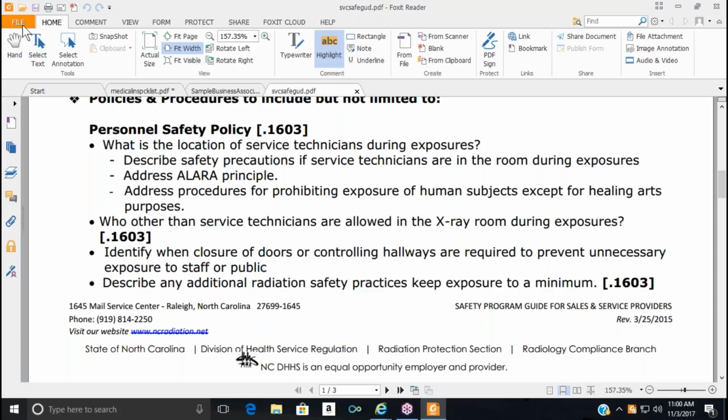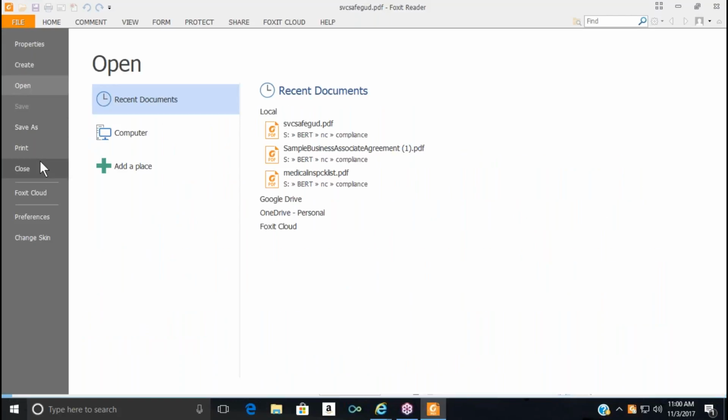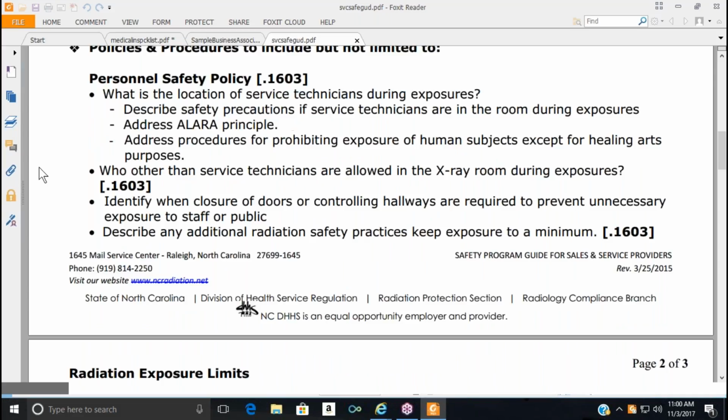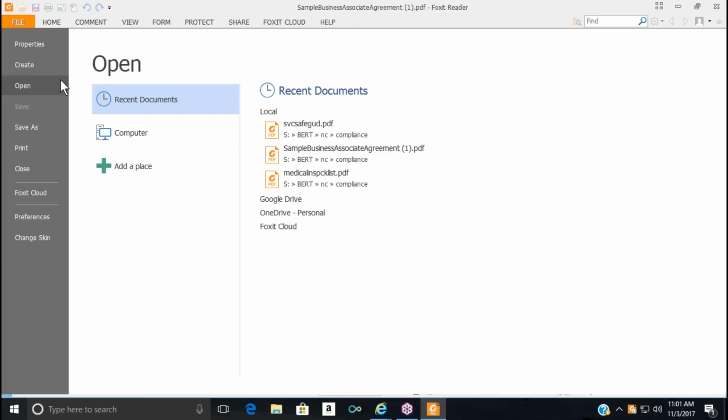So let's open another document, and we're getting close to the end, just so that we're closer to completion.